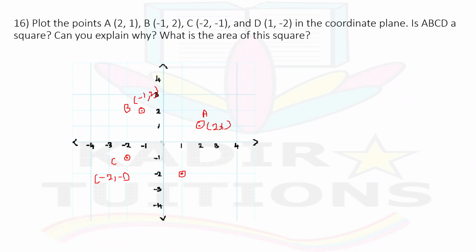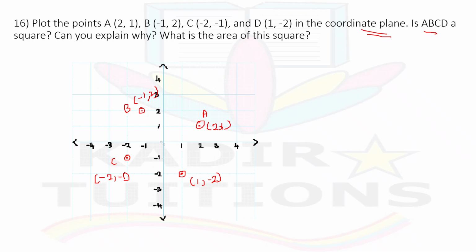So over here, (1, -2). First we need to plot the points on a graph, because that is what they have told us in the coordinate plane, and they are asking whether ABCD is a square or not. So when can I say it's a square? Actually, when all four sides are equal, I can say it's a square. Even for a rhombus we will say that, right? So I will tell you how to do this one.